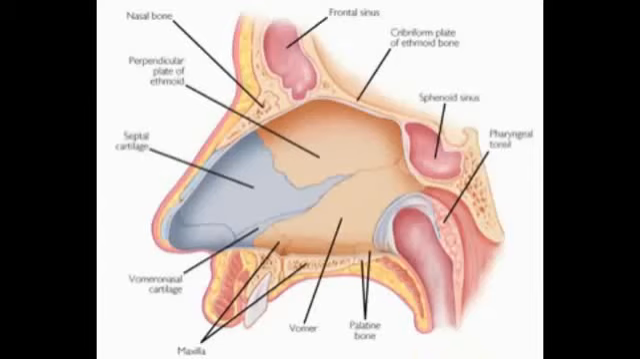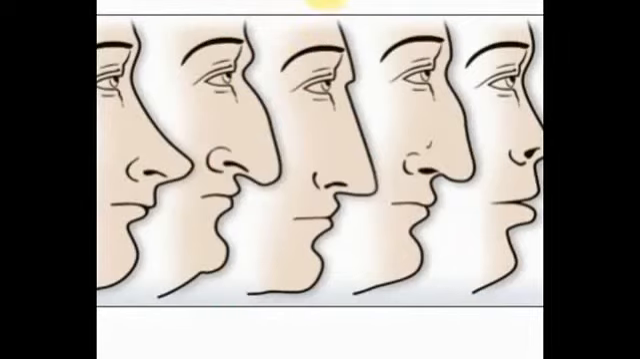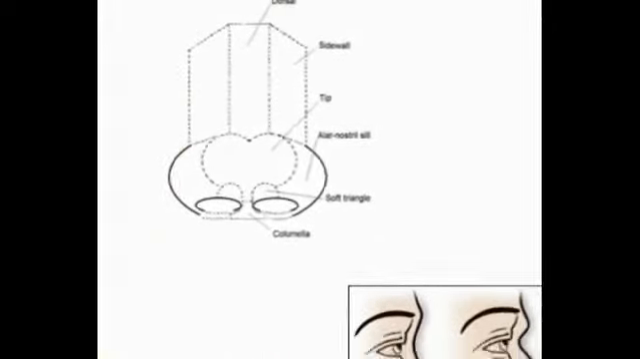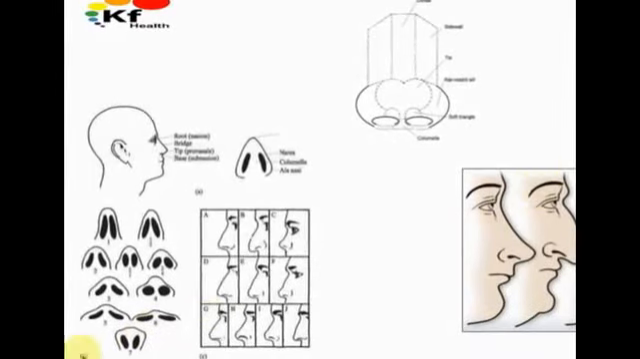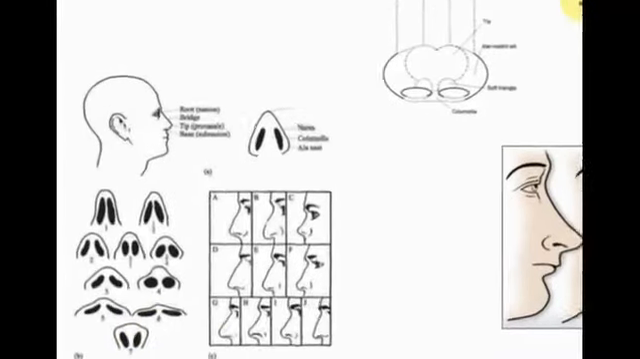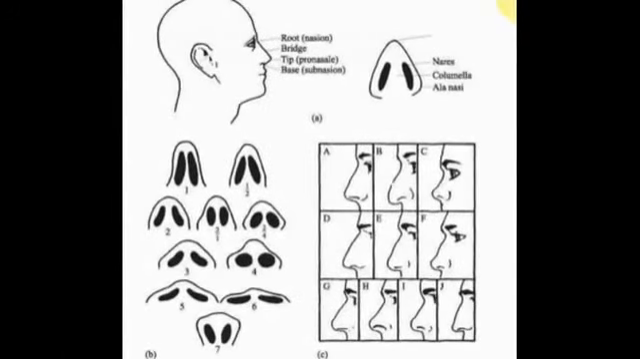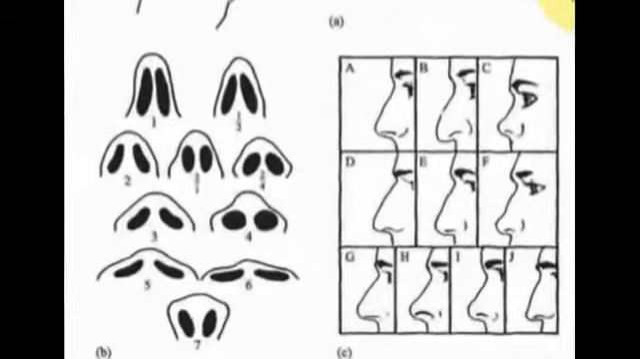Then we go to the next slide. The next slide is a representation of different shapes of nose. Like other parts of our body, the nose also has different kinds of shapes, not only regarding the central bone, but also regarding the nostrils and the middle wall they make between them.